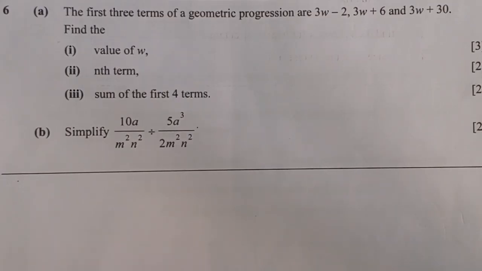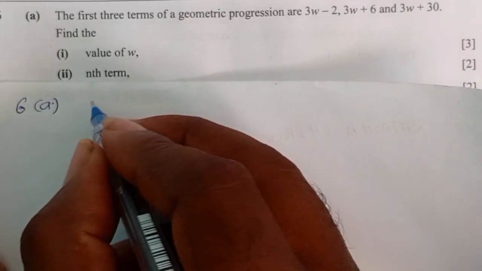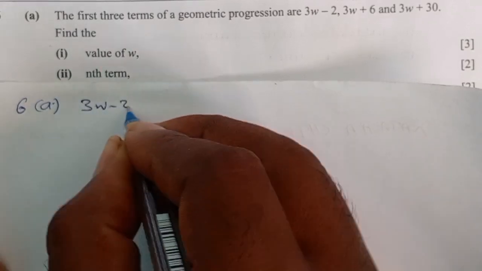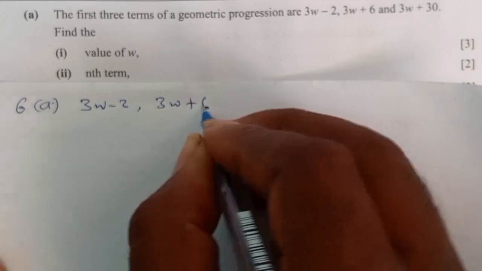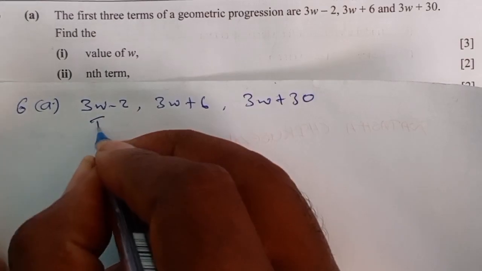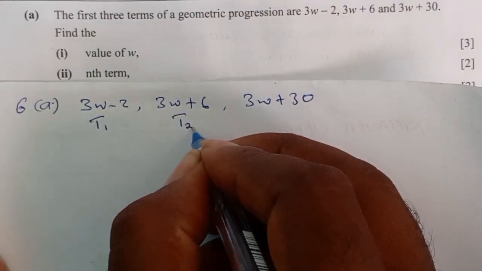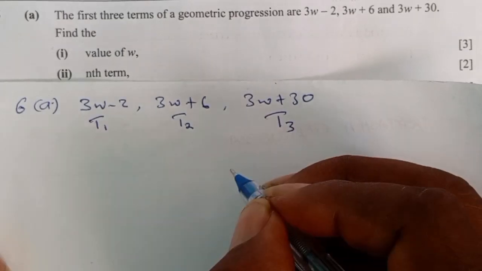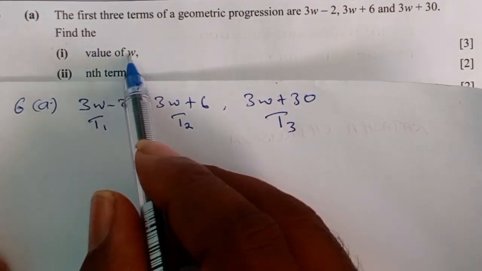So number 6, part A, the first 3 terms of a geometric progression are 3w minus 2. That's the first one. Second one is 3w plus 6. And the third one is 3w plus 30. So find the value of w. So we have the first term 3w minus 2, 3w plus 6, 3w plus 30. So this is the first term. This is the second term. This is the third term.